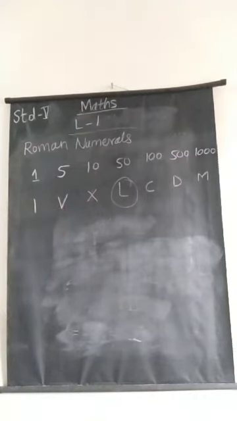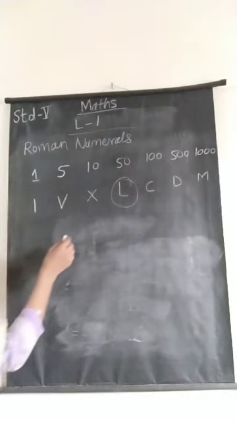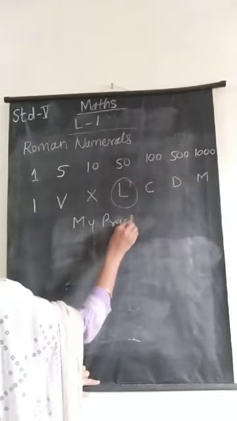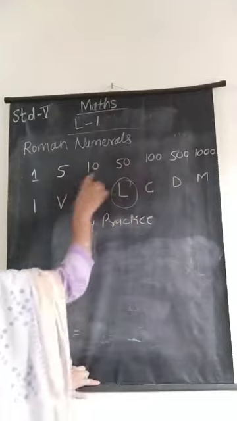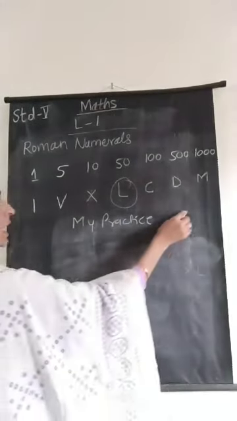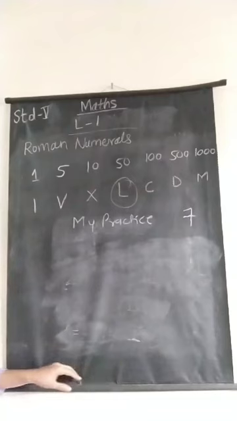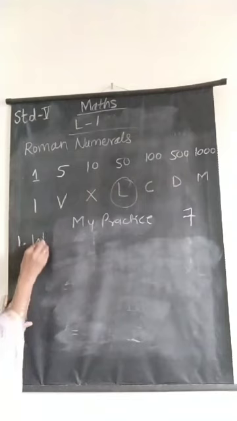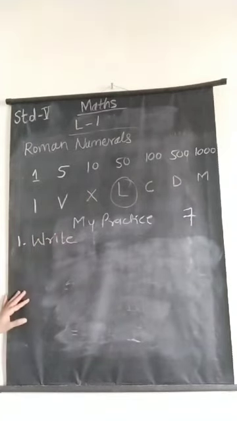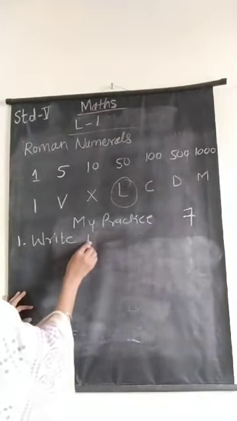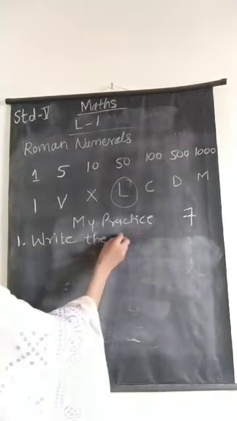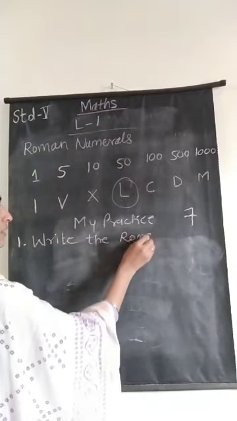Now we will start our practice set, practice time 7. We have to do addition with the help of these Roman numerals, and subtraction also. The first question is: write the numbers in Roman numerals, or write the Roman numerals in our language. Write the Roman numerals for the following.